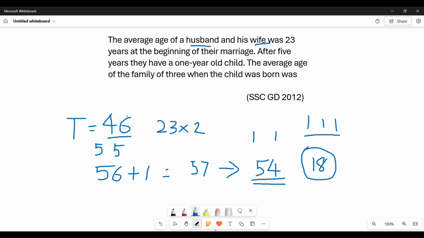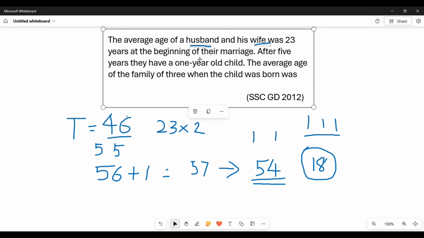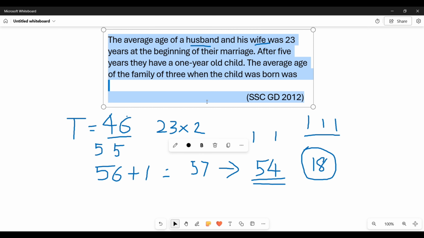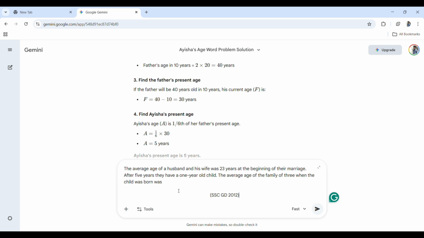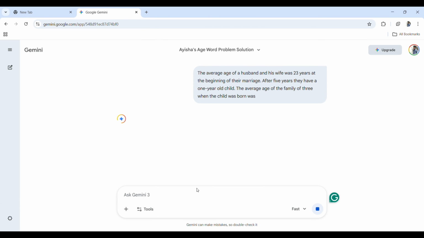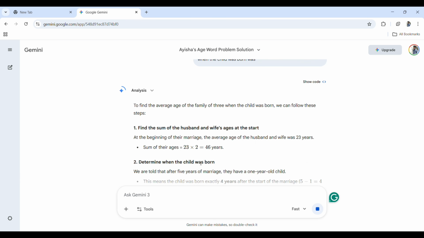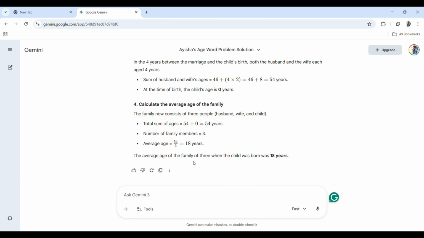Let's verify our answer. And another note, this question was asked in the SSC General Duty Examination 2012. Yes, so the average is 18. So we got this right.